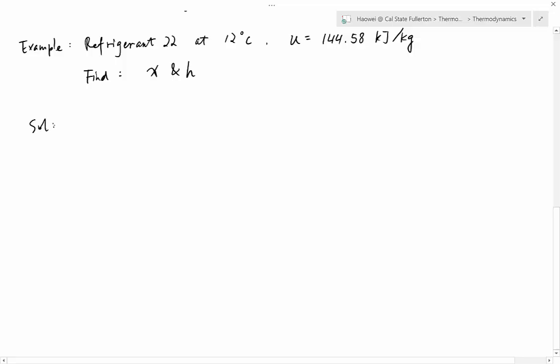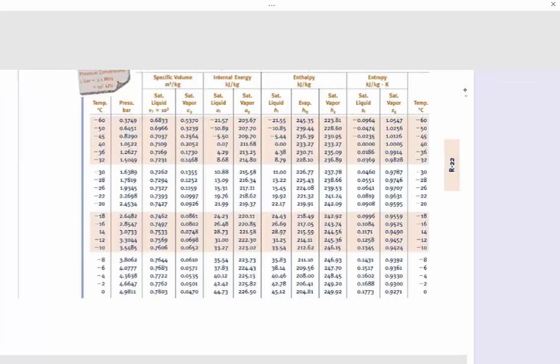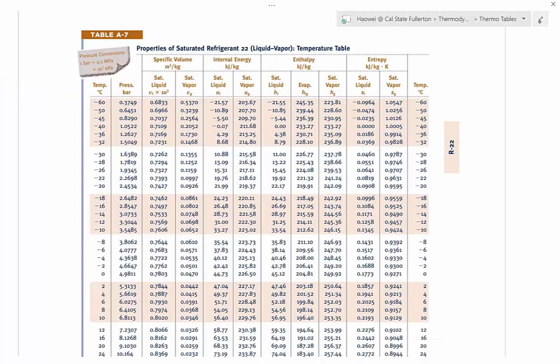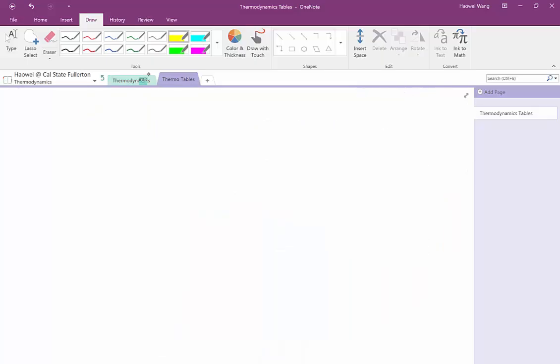First of all, we're gonna have to go to a table to look for refrigerant 22. And which table is for refrigerant 22? Let's go to the thermodynamics tables. And here you can see I have table A7, and table A7 is for refrigerant 22. So make sure you use the correct table based on what kind of substance you have.